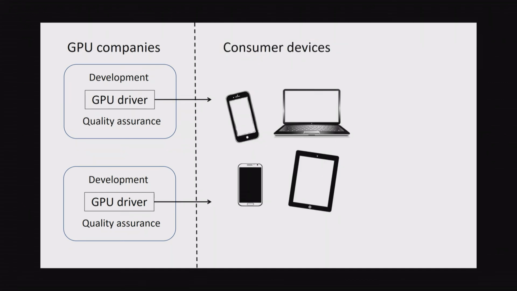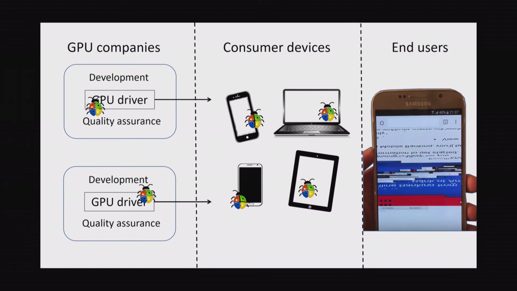Currently, we've got a situation where there are multiple GPU companies that produce what are called drivers that run inside devices. Those drivers are developed by these companies, and they have some kind of quality assurance process to try and make them reliable. The drivers go into consumer devices like smartphones, laptops, anything with a screen, really. And the trouble is that if there are bugs in these GPU drivers that escape the quality assurance processes, they make it through into the consumer devices, and then end users can see the impact of that through problems like the one I alluded to affecting the Samsung Galaxy S6 phone.